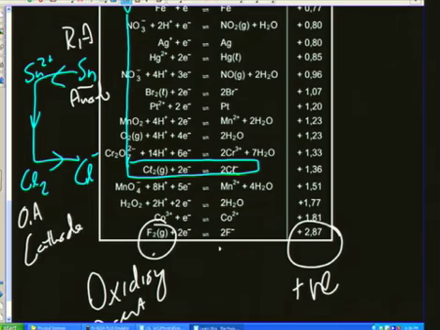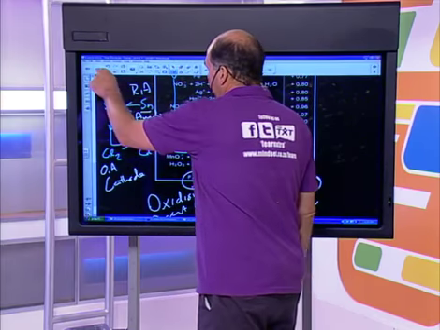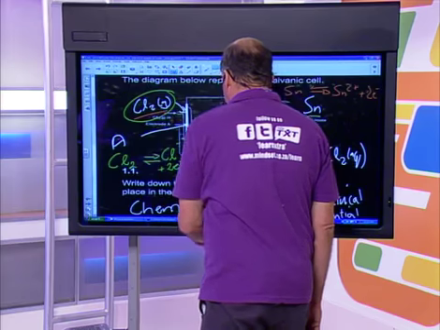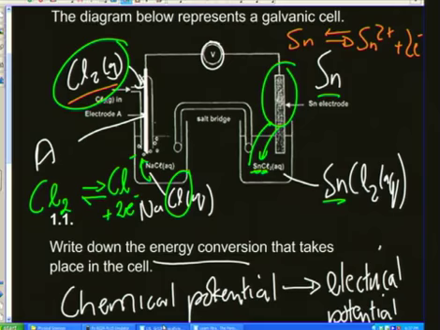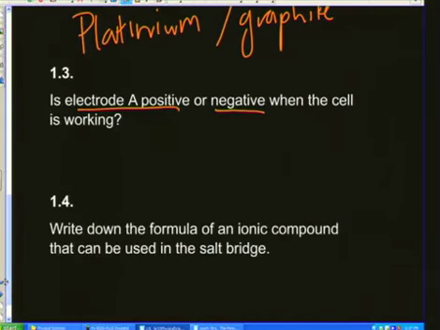See, all these little bits of information are going to help us answer the question. You need to be thinking it through and making sure that we answer. Right, let's go and see what happens. Go back to our question and see if we can answer it now. What was the question? The question said, is electrode A positive or negative when the cell is working?